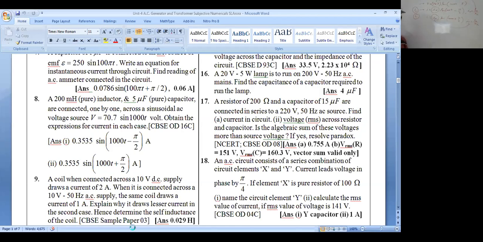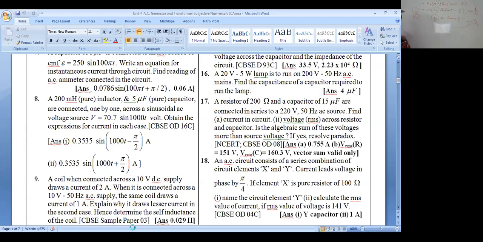C is given and L is given. XC will be this. IRMS you can find out. In question 8, this is 70.7 sin 1000t. So what is the maximum I naught? V naught upon XL in case of inductor, and the instantaneous current equation is I naught sin of omega t minus 90. In case of capacitance, I naught is equal to V naught upon XC, and the instantaneous current is with plus 90.